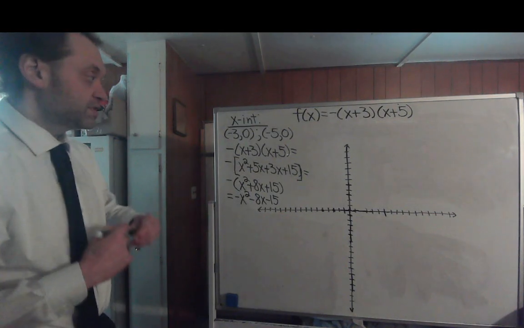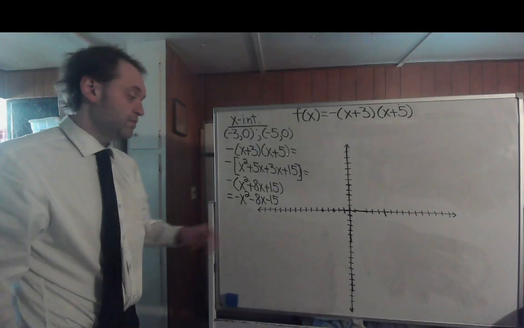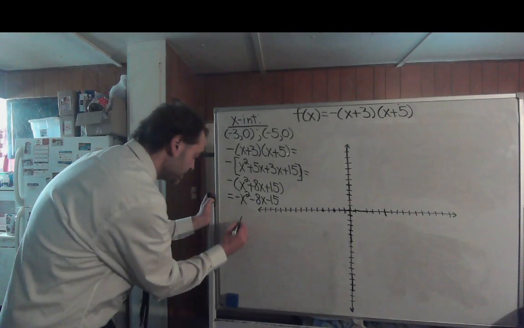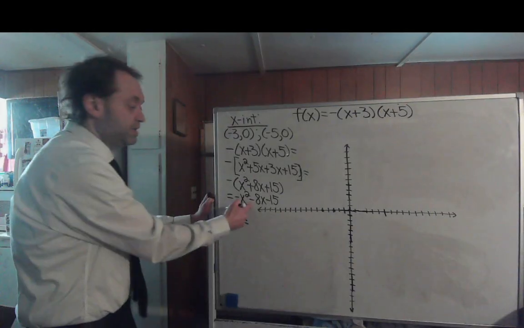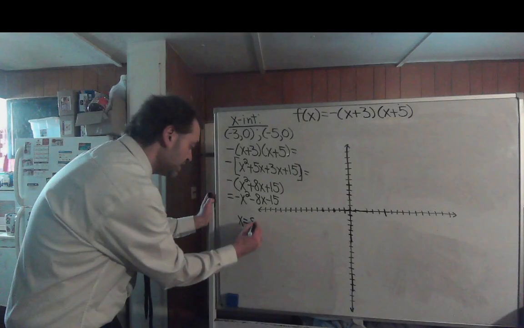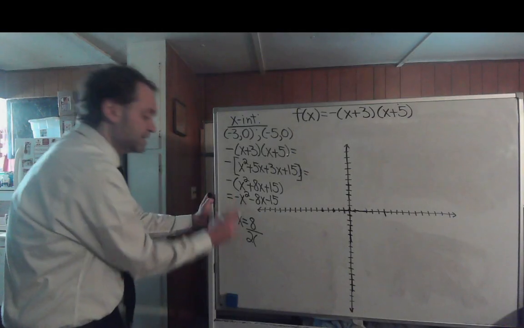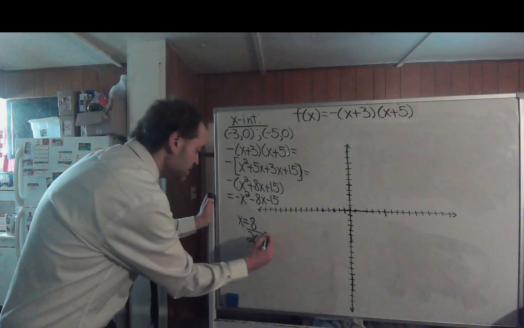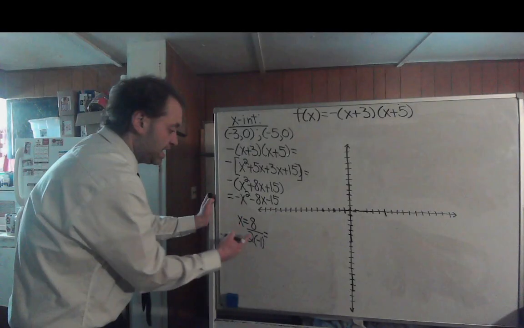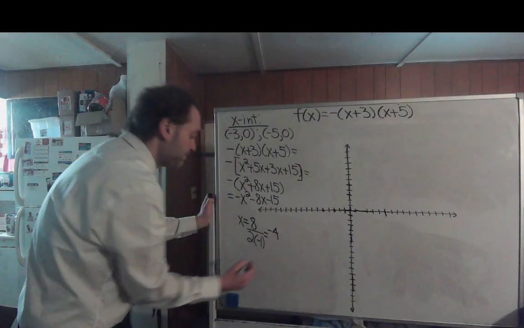So to find the vertex, you've got to FOIL this if it's in intercept form to get it into standard form. Because your vertex is going to be the negative of b. Your b is -8. So negative -8 is +8 over 2 times your a. Your a is -1. So you'll end up having 8 over -2, which would be -4.